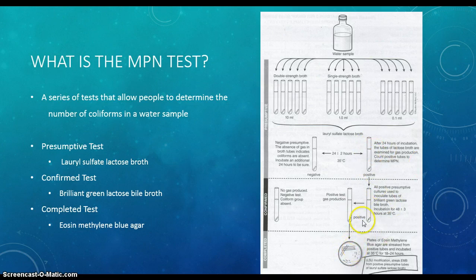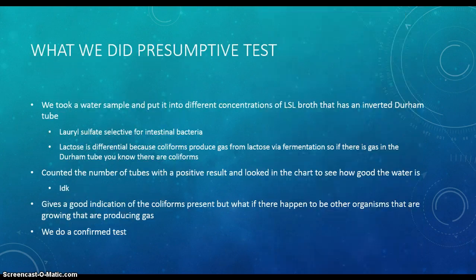And so we kind of skipped this test. That was just for time-saving purposes, so we wouldn't have to drag this whole experiment out. So what we did exactly in the presumptive test was we took a water sample and put it into different concentrations of LSL broth, and these broths have inverted Durham tubes.